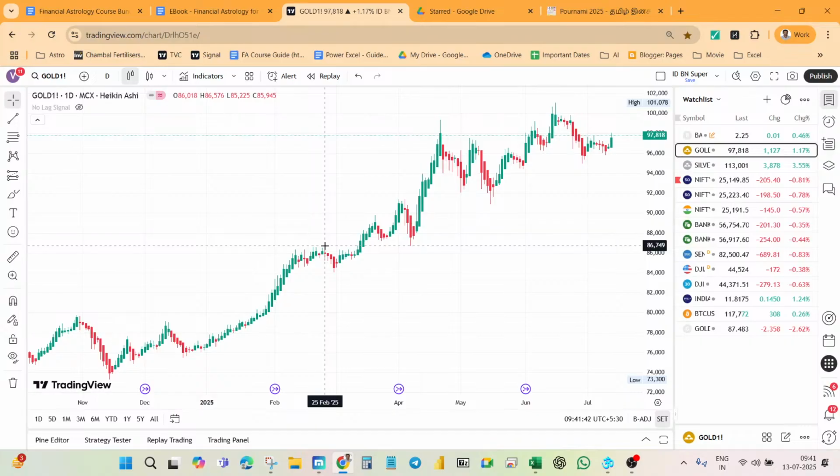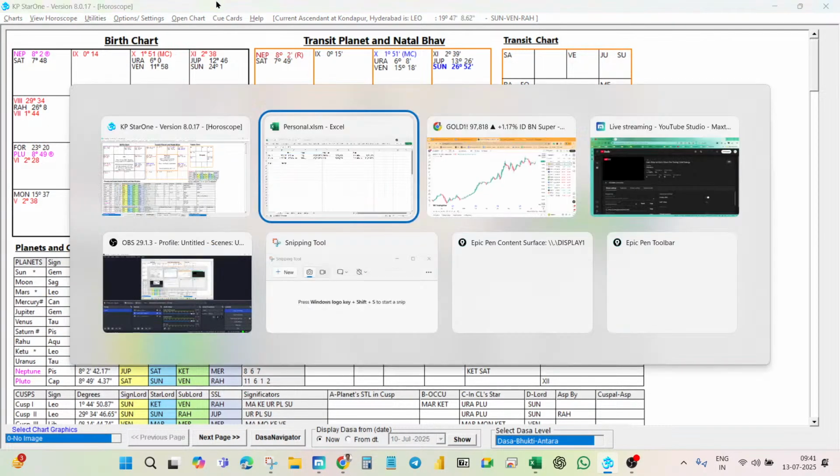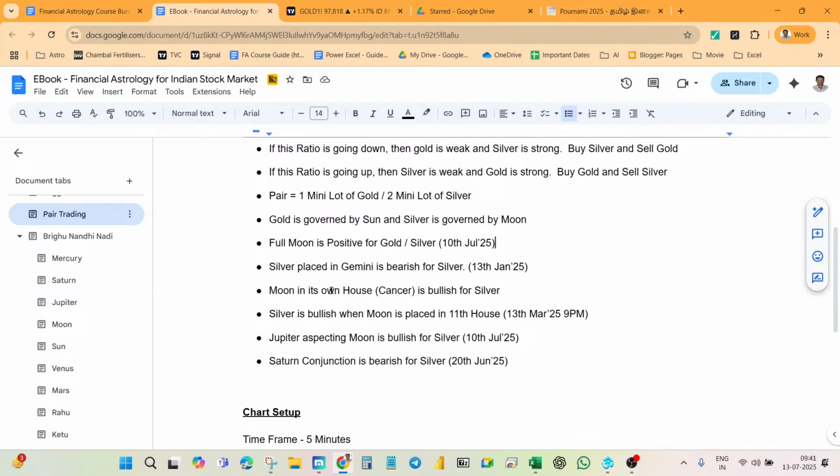Now this is the daily chart you are seeing. What rule do you have to follow? Let me just go to this. The next rule is that when the moon is in its own house, Cancer, it is bullish for silver. The next is that silver is bullish when the moon is placed in the 11th house. For example, on 13th March at 9 o'clock, the moon came into the 11th house and it started to be bullish. It's all as per Vedic astrology. I'm not using KP astrology here, so I'll not mention those rules. With KP astrology rules, we can see more accuracy also.